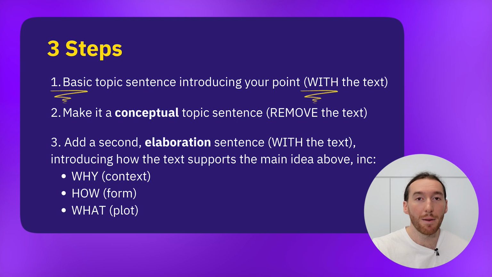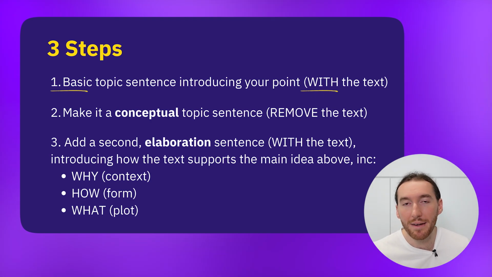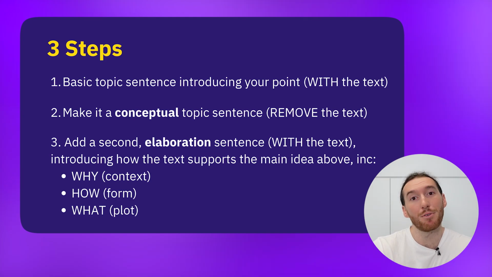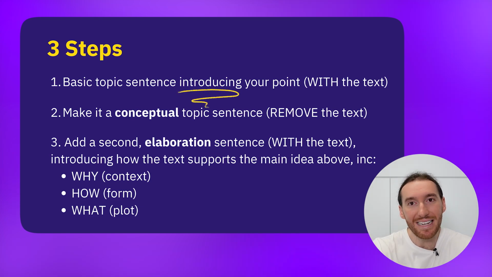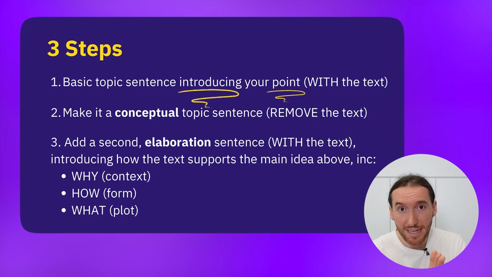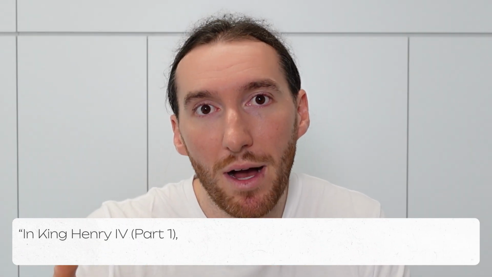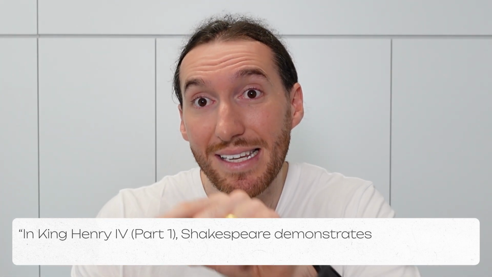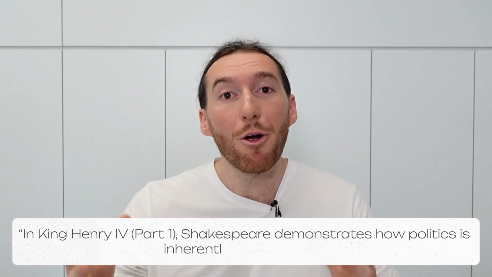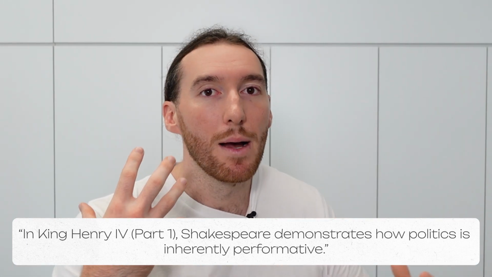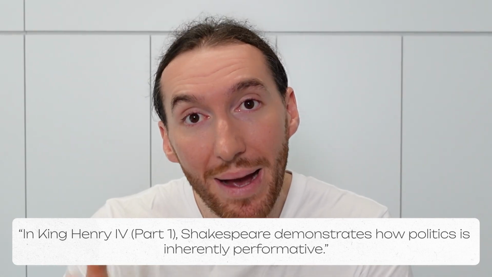So if you're studying something like Shakespeare, let's say you're doing King Henry IV, Part 1, then what you can do is you can actually mention Shakespeare and mention King Henry IV, Part 1 in the topic sentence. You're still going to introduce the idea. You still need to tell us something specific and ideally have a cause and effect element to it. So you need to start with something like, in King Henry IV, Part 1, Shakespeare demonstrates how politics is inherently performative, that people are always playing characters to maintain power.